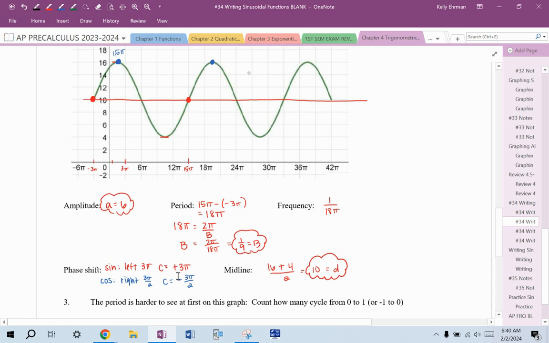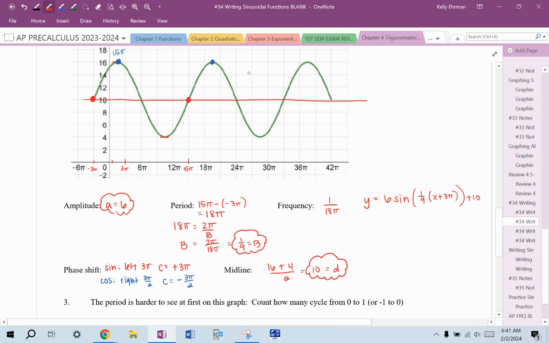All right, now we have enough to write the equation. Let's start with the sine equation first. So y equals, it's a positive sine equation, so positive 6 times the sine of 1/9, parentheses, x plus 3 pi.